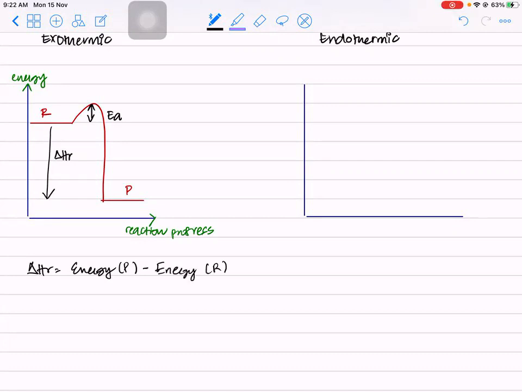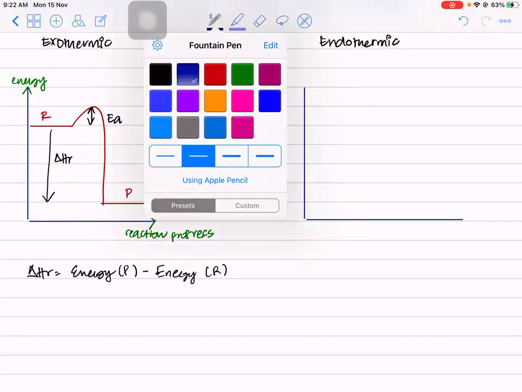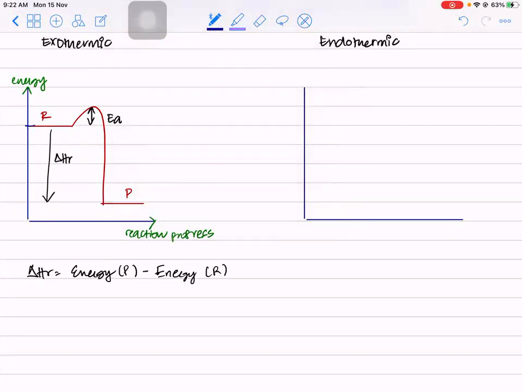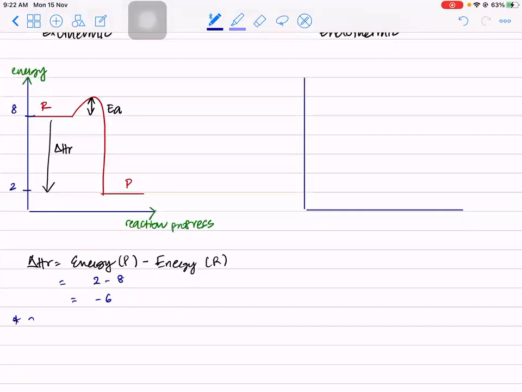Now, let me just take fake values. This, let's say, is 8. This, let's say, is 2, the energy. So if you do energy of product minus reactant, it will be 2 minus 8. And you see this comes out to be a negative value. So exothermic reactions always have a negative delta H. In exothermic reactions, the reactants have more energy than the products.